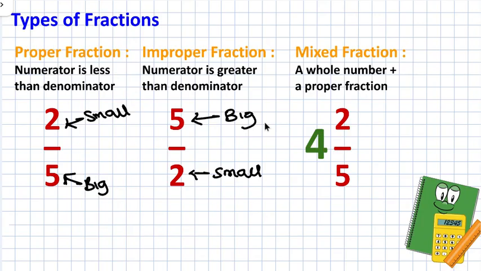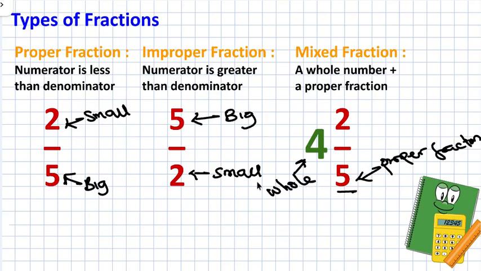The third fraction which we'll be looking at is the mixed fraction. The mixed fraction is a fraction this time that has what we call a whole number. A whole number is like a big number, okay? This whole number is attached to a proper fraction. So a mixed fraction has two parts. The first part, which is this, is called the proper fraction. And this part is the whole number. So those are the two parts that make up a mixed fraction.